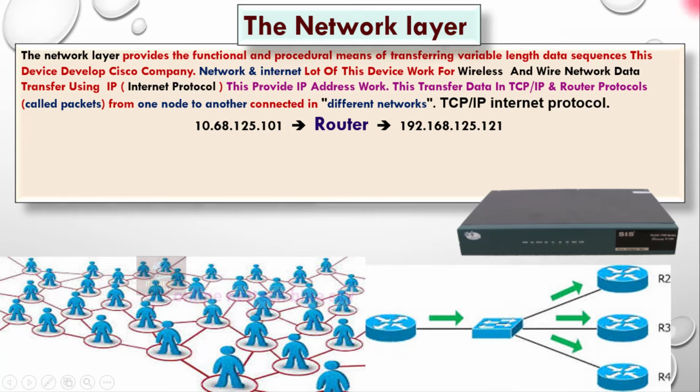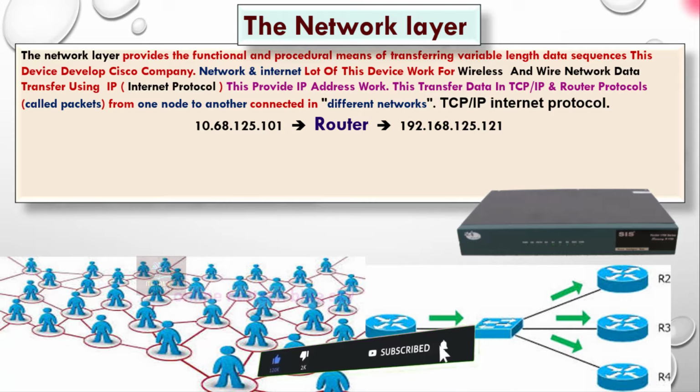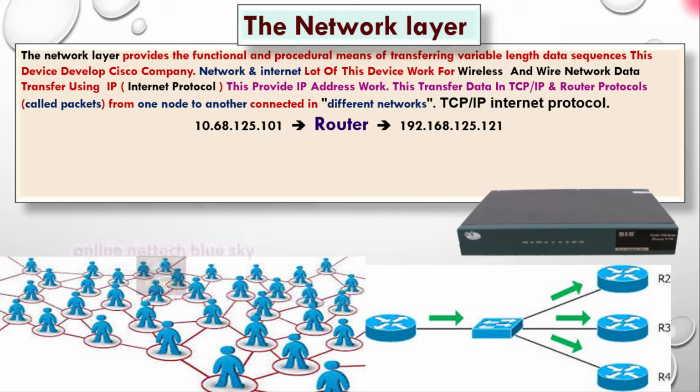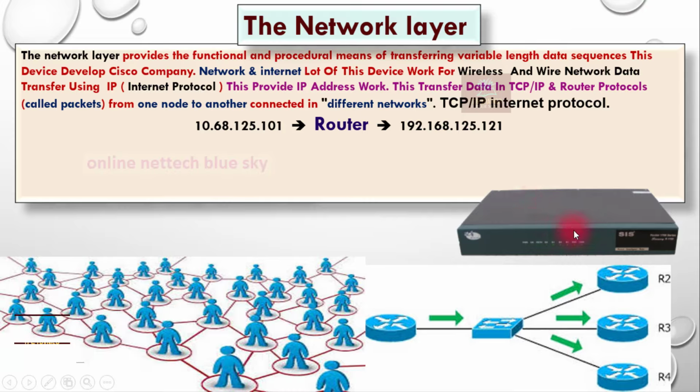So how is this possible? It uses router technology. A router is one type of network layer device. It works only with IP addresses, and it is an important part of your communication from one network side to another. All of your data goes through these router devices. One router connects to another router, and another, different types of routers.